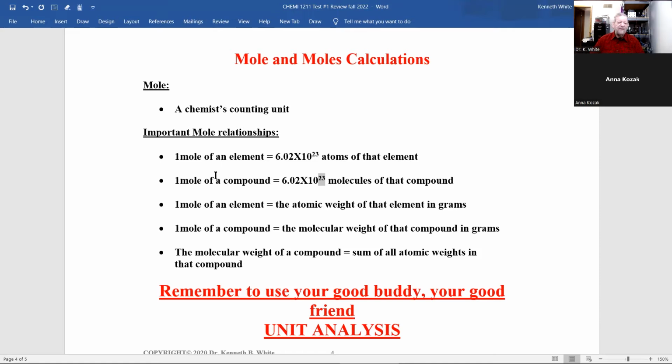1 mole of an element equals Avogadro's number of atoms of that element. 1 mole of a compound equals Avogadro's number of molecules of that compound. And also, 1 mole of an element equals the atomic weight of that element in grams, and 1 mole of a compound equals the molecular weight of that compound in grams. And remember, the molecular weight of a compound is the sum of all atomic weights.